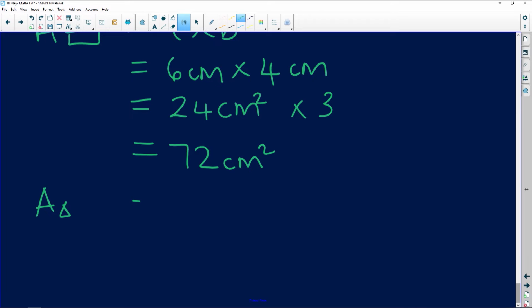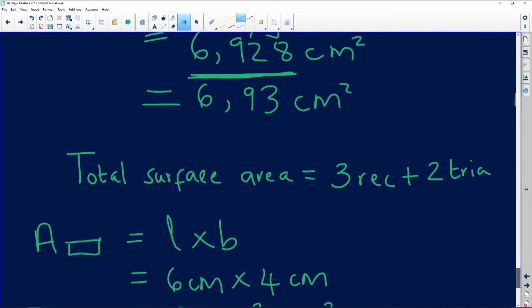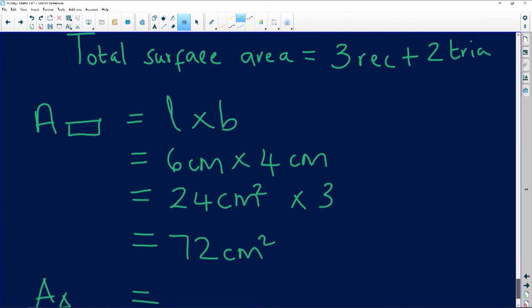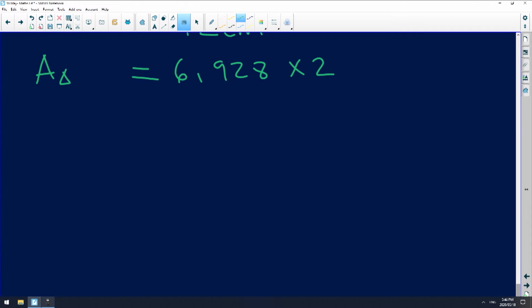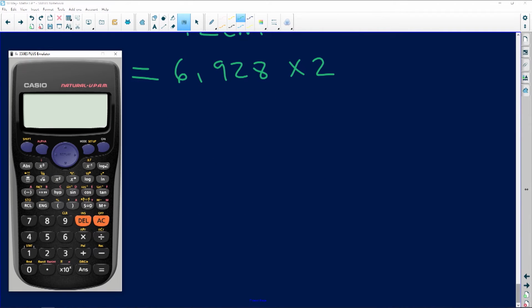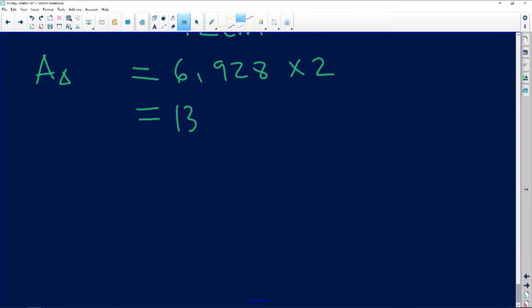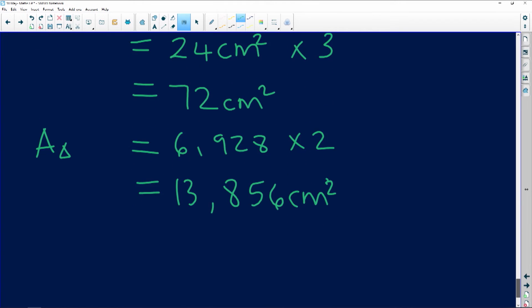So now I've got my 72, but now I need the total area of my 2 triangles. So my one triangle is 6.928, and I've got 2 identical triangles. So that is going to be 6.928 times 2, 2 identical triangles, 13.856 centimeter square. Now I've got the 2, and the 2 can then give me my total.